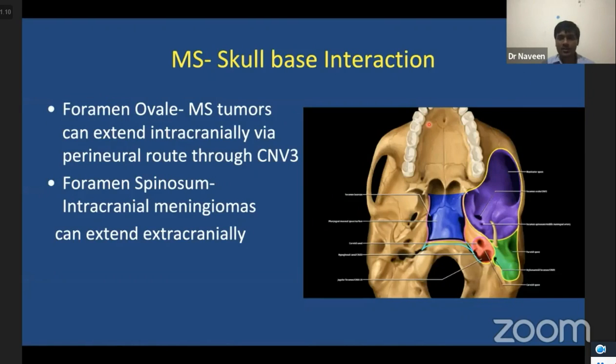Next, this masticator space closely abuts the foramen ovale. So a lesion of the masticator space can extend intracranially, causing widening of the foramen ovale. It's called perineural spread.